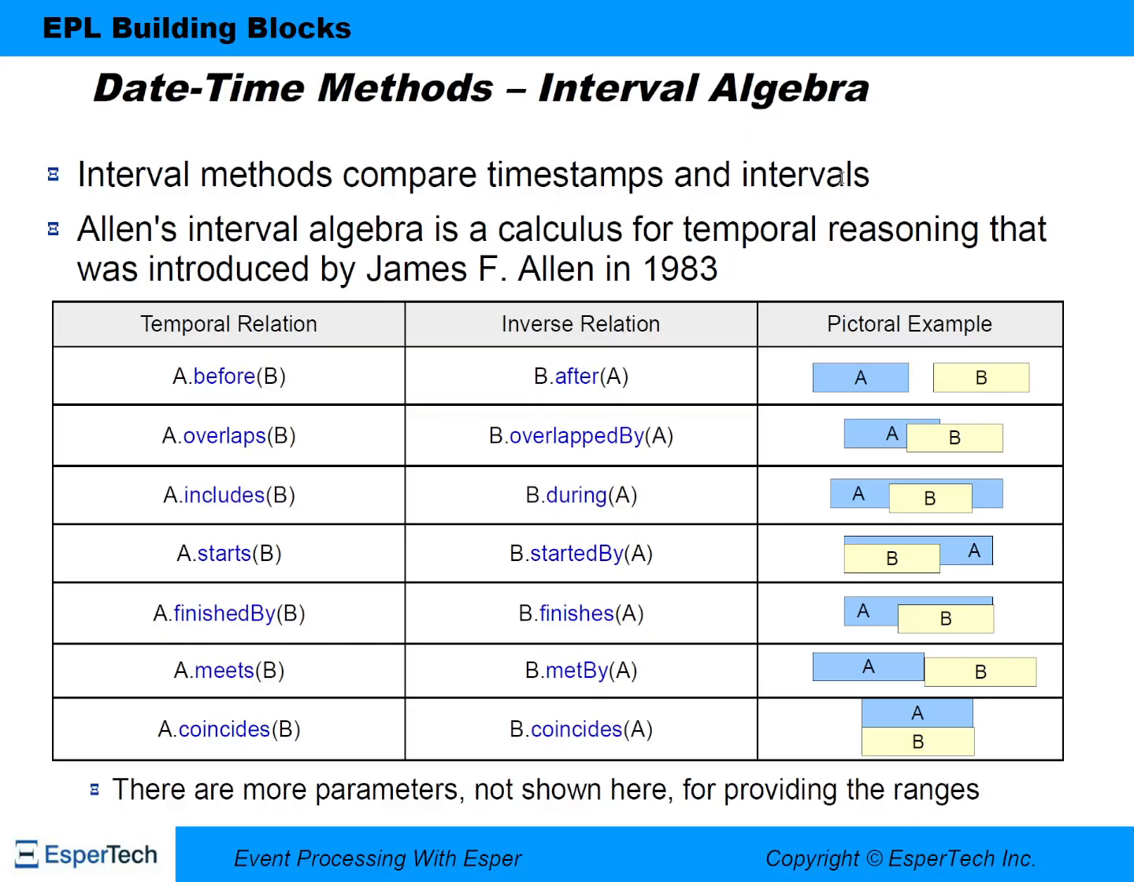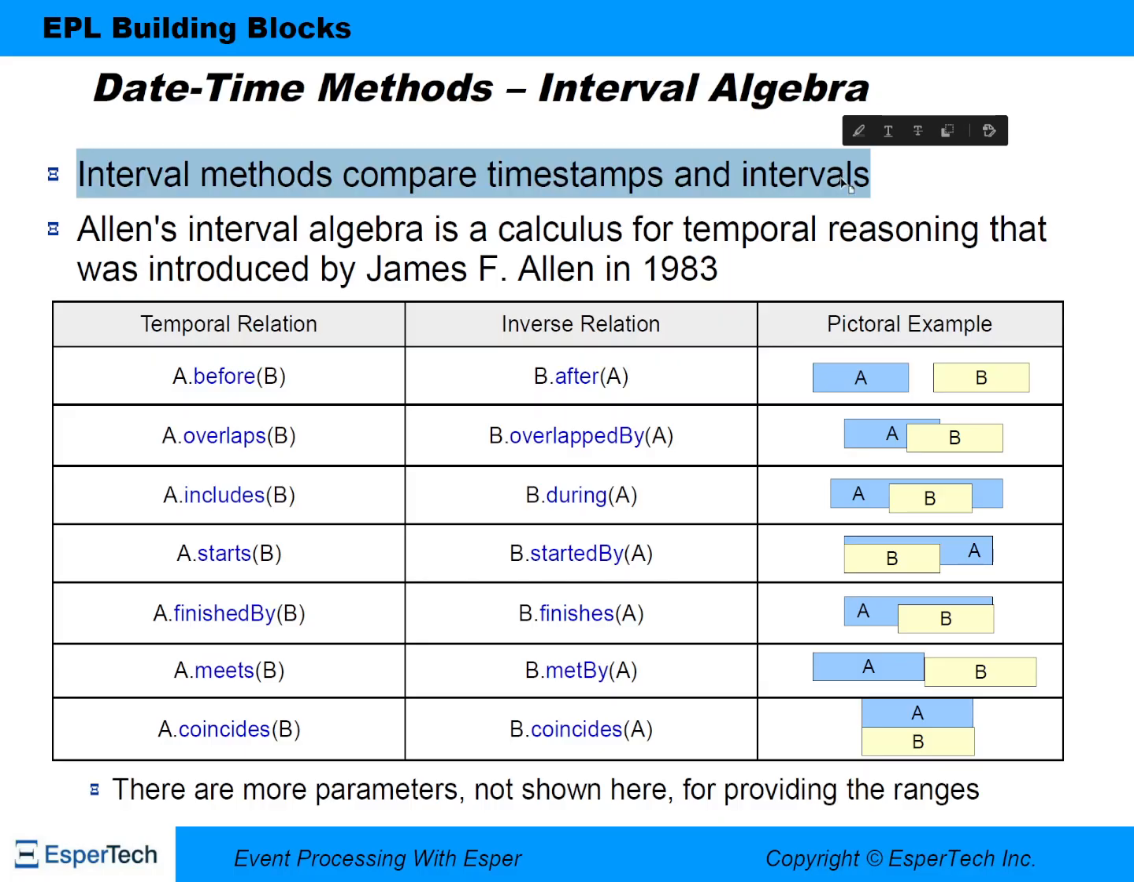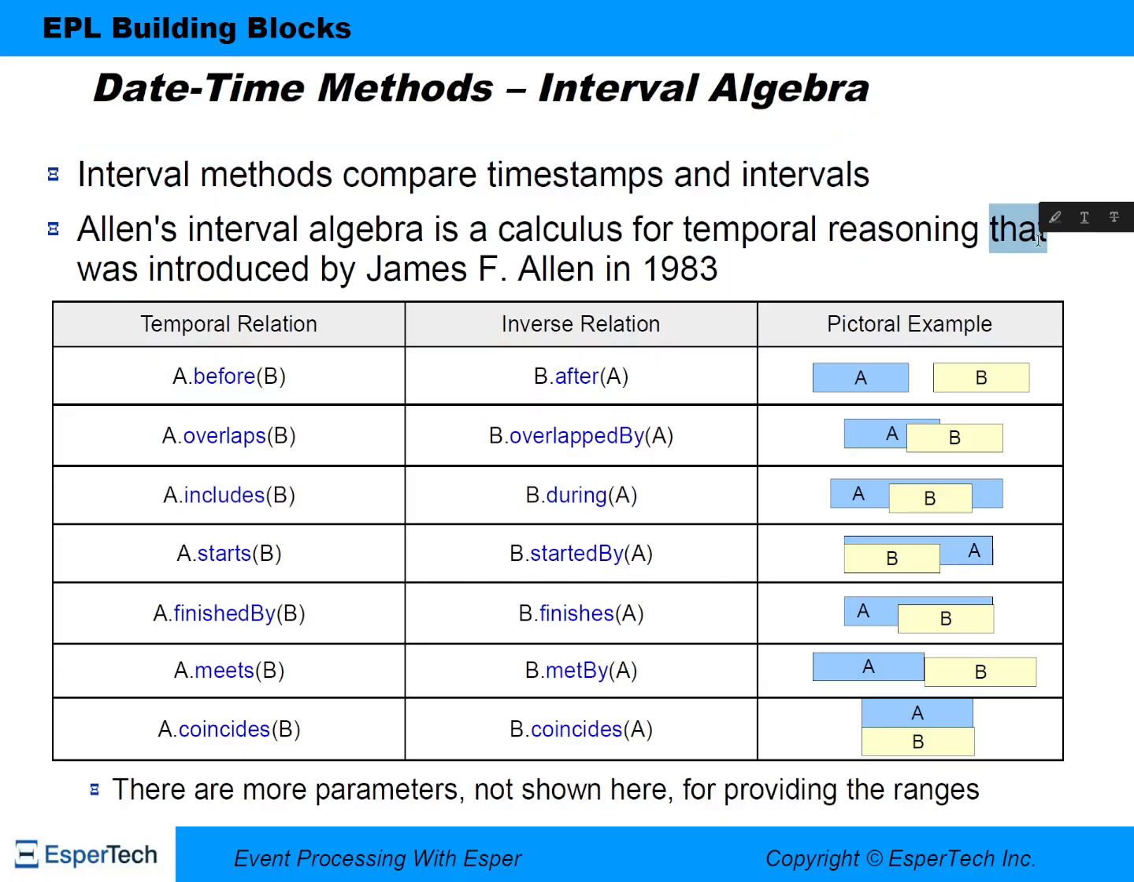Interval methods compare timestamps and intervals. Allen's interval algebra is a calculus for temporal reasoning that was introduced by James F. Allen in 1983. The table summarizes the 13 methods that compare intervals. The first column of the table is the temporal relation and the second column is the inverse relation. The third column is a pictorial example of the relation.